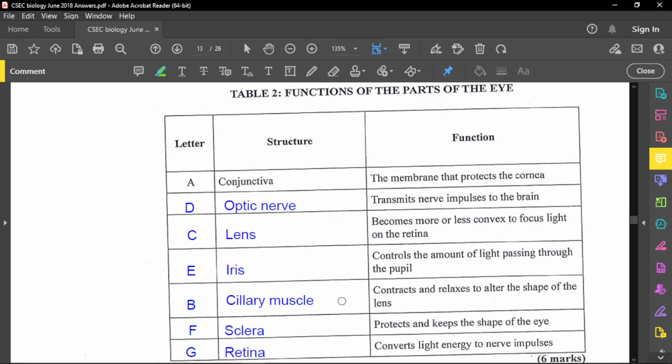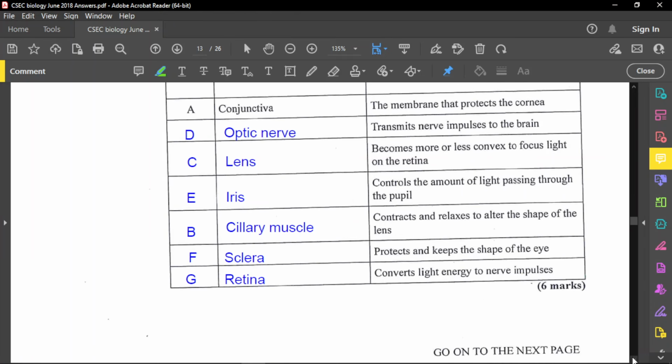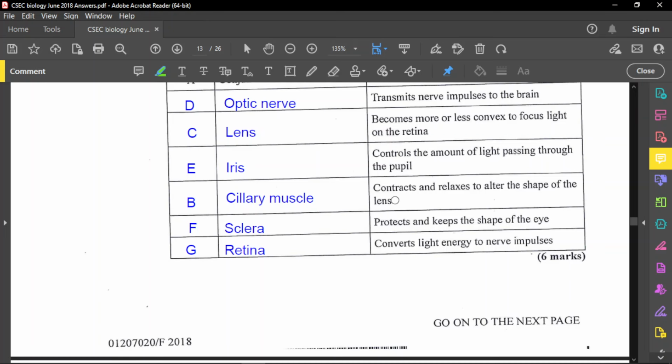The suspensory ligament also plays a role in that as well, but is not labeled. So definitely we go with B. And then we have here, now, contracts and relax to alter the shape. So that one is the ciliary muscle. The next one is to protect and keep the shape of the eye, and that is the sclera. And the last one is to convert light energy to nerve impulse, and that is the retina.